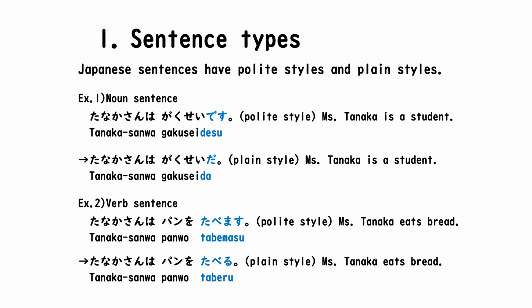It is necessary to use polite and plain styles properly, depending on who you are talking to. In Japanese language education, however, students first study polite styles. Therefore, in this video, I will explain polite styles. Next, I will explain Japanese particles. Particles are often used in sentences in Japanese.